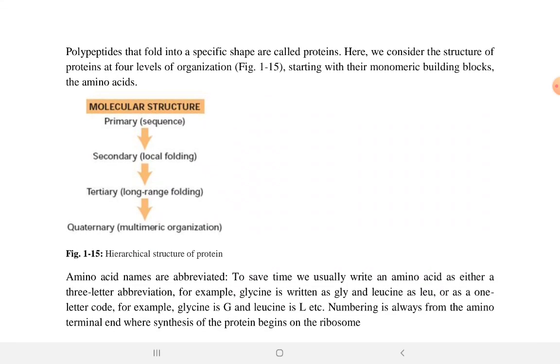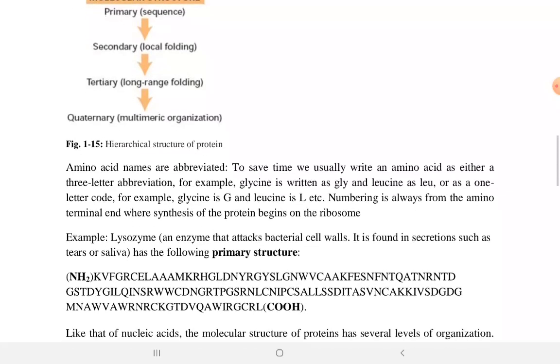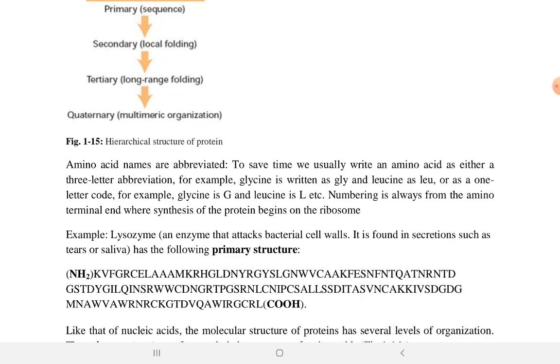Then secondary structure is likely to be a local folding, and tertiary is all about long range folding, and then quaternary is a multimeric organization. So amino acid names are abbreviated.